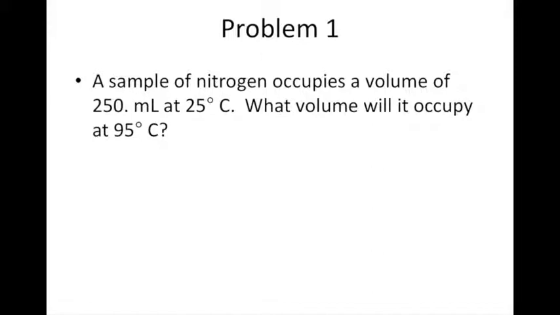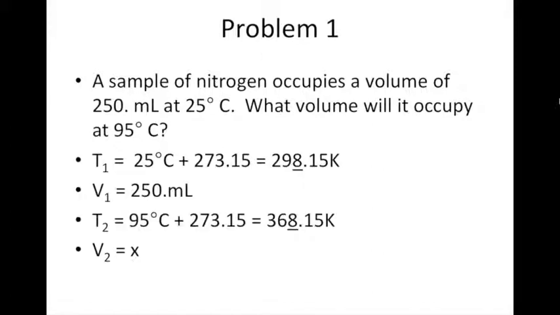Okay, so first thing, let's write down the values that we know. We know our initial temp, T1, our initial volume, our final temp, but we don't know our final volume. Also, I've gone ahead and changed my temperature from Celsius into Kelvin. I've underlined the 8 to indicate the significant figures there. And so we know all of these except for V2.